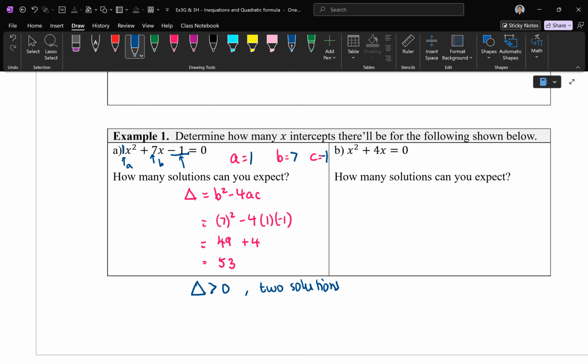So for the second one, I can quickly look at it and already know as well because I can factorize that and can see how many x-intercepts you'll get. But let's say you didn't know. Let's do it again. A is equal to, B is equal to, and C equals 2.